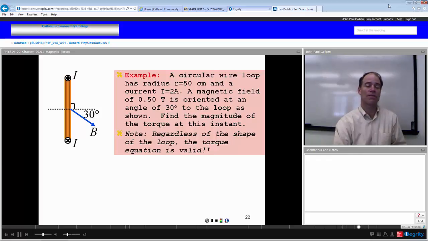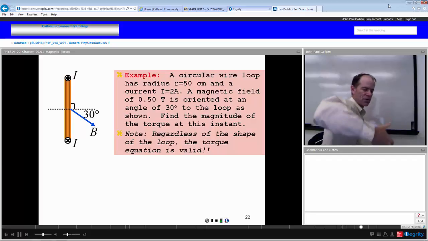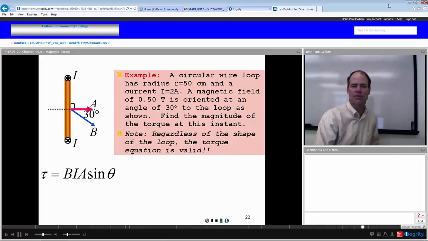Well, we need to find the area vector and its direction. We have a current coming out of the page towards you, at least on top, and into the page away from you on the bottom. You're seeing a cross section of it, so it's coming around like this. If I curl my right hand fingers in the direction of this current, my area vector is pointing in the positive x direction. So that is the direction of the area vector.